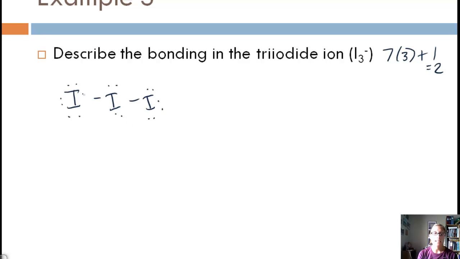Okay, now if everything is stable or obeys the octet rule, we have 2, 4, 6, 8, 10, 12, 14, 16, 18, 20. But we know this is an exception, so we're going to add another electron pair. So let's look at that central atom. The central iodine has 5 bonding sites, and so it is dsp3 hybridized. Now each of those outside iodines has 1, 2, 3, 4 bonding sites, and so these are all sp3 hybridized.